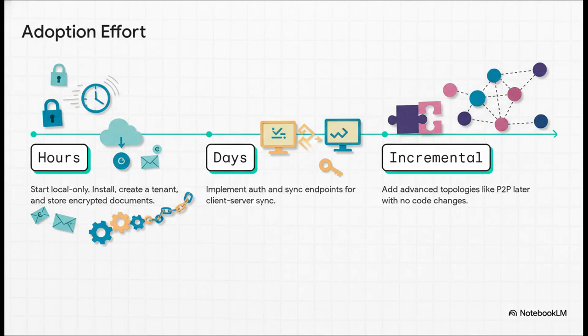Now, the good news here is that you don't have to boil the ocean to get started. Adoption is designed to be progressive. You could literally start in a couple of hours, just using it as a secure, local-only encrypted database on a device. Then, when you're ready to scale up, you might spend a few days to implement the sync endpoints and get a client-server model running. All that advanced stuff like peer-to-peer, you can layer that on later, incrementally, without having to do a massive re-architecture.